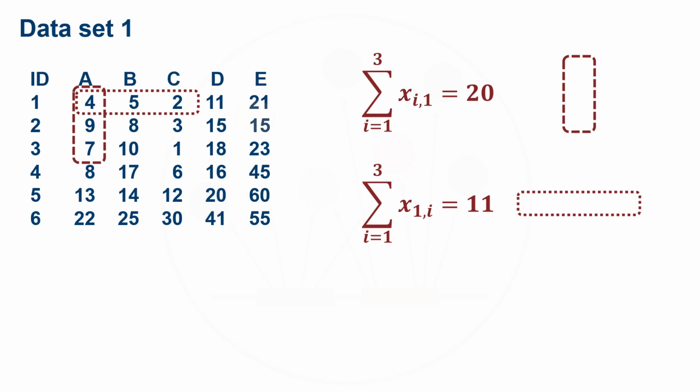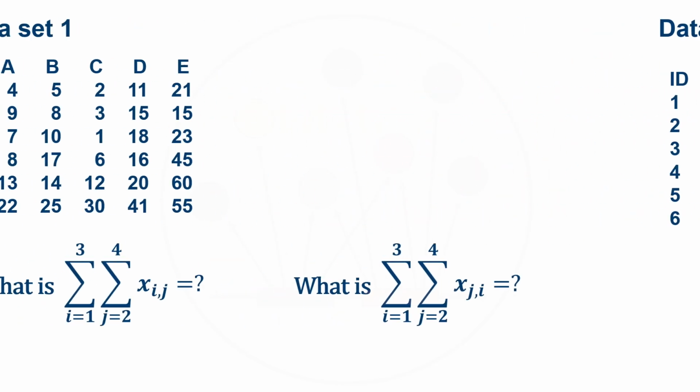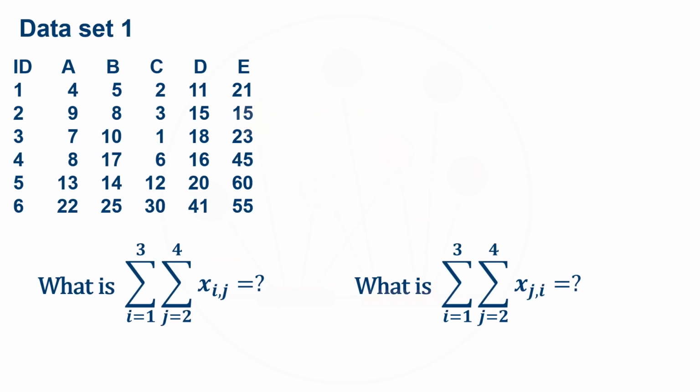The second was changing 1 to 3, so that was columns 1, 2, and 3, and that is represented by the dotted line rectangle in the data table. Okay, now let's look at some double summations.